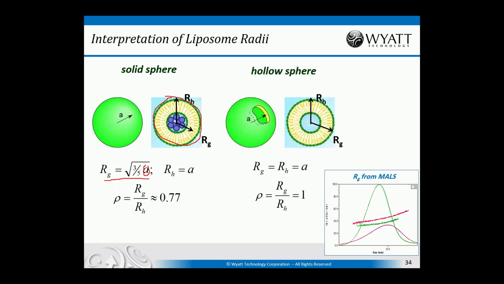On the other hand, if we have a hollow sphere where all of the mass is located in the envelope, then RH and RG will be identical, and the ratio will be 1. Okay, now notice that we got the same RH for these two liposomes, filled and empty, but different RGs.